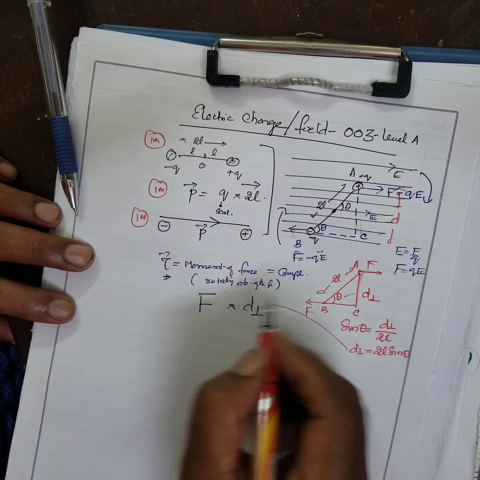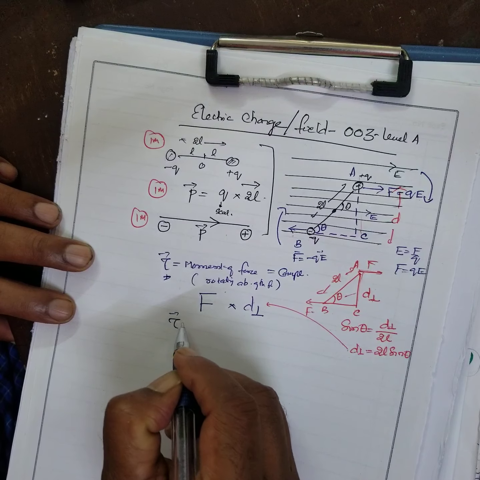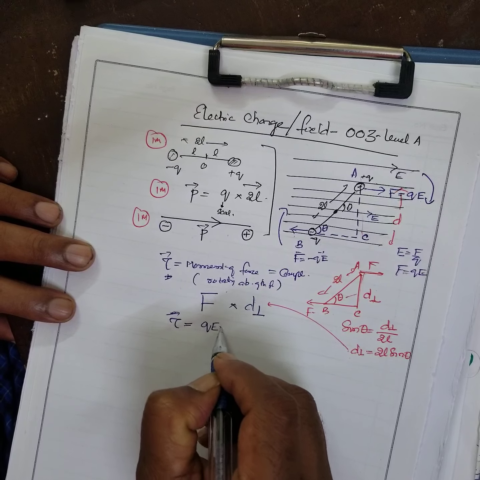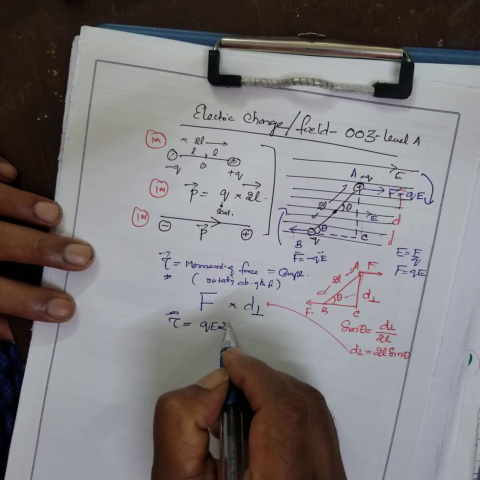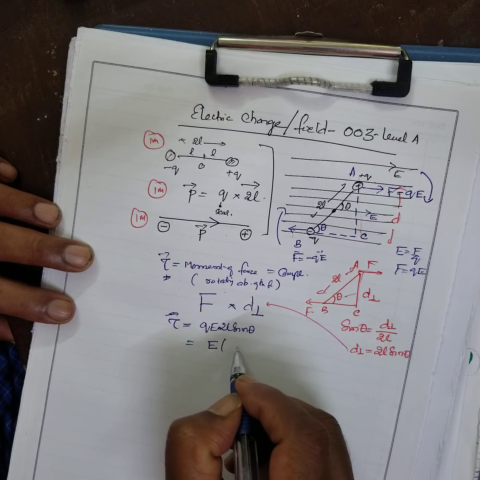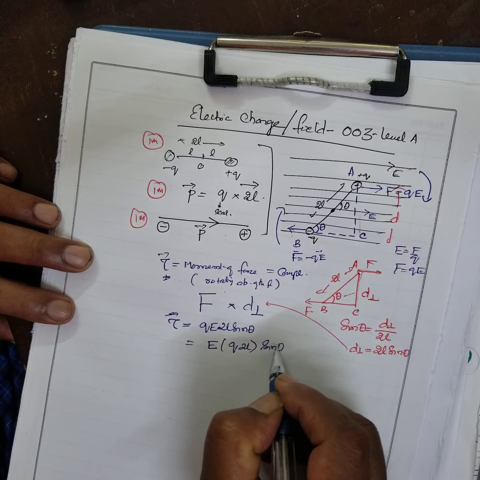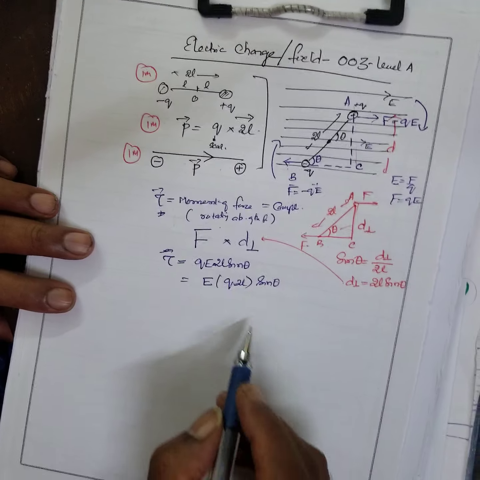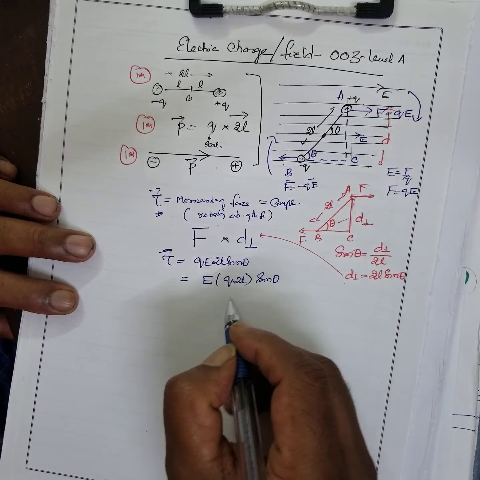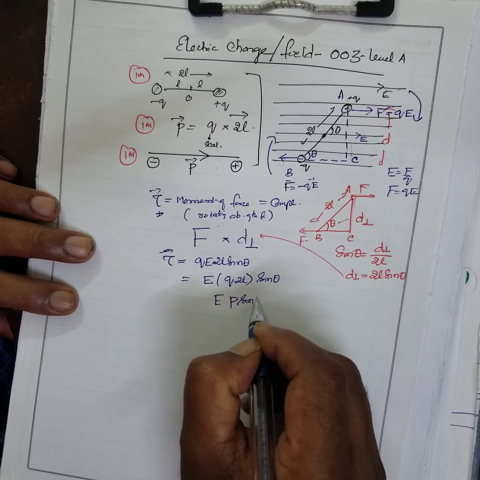You substitute here. Force is equal to QE. Therefore, torque is equal to the magnitude of the moment of the force, QE into the perpendicular distance 2L sine theta. You separately write it: Q into 2L into sine theta. The product of charge and length, the distance between the charges, is equal to the dipole moment. So the magnitude of torque is dipole moment into E sine theta.